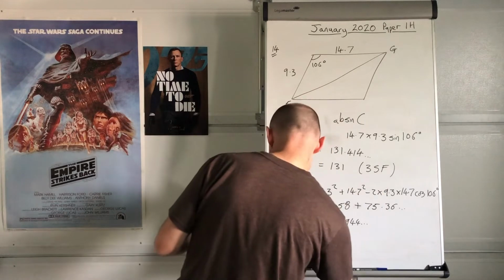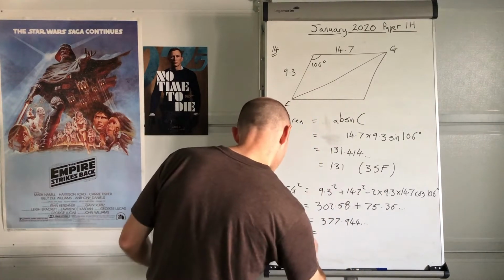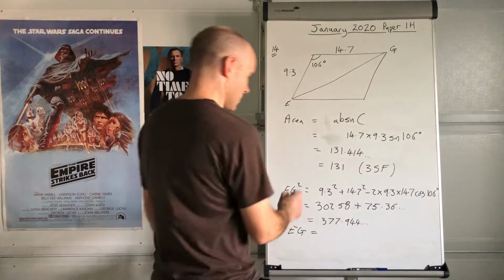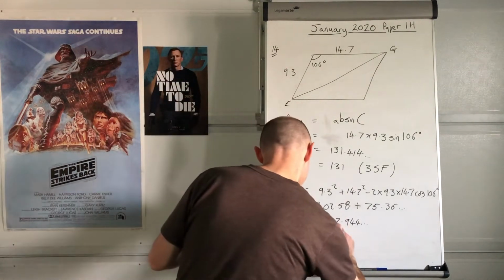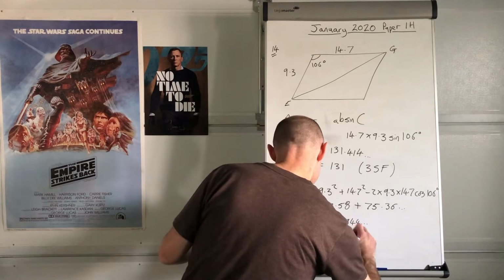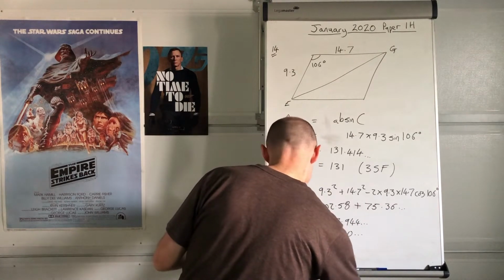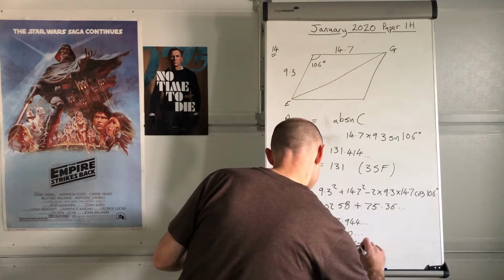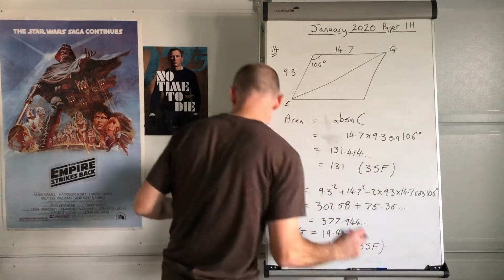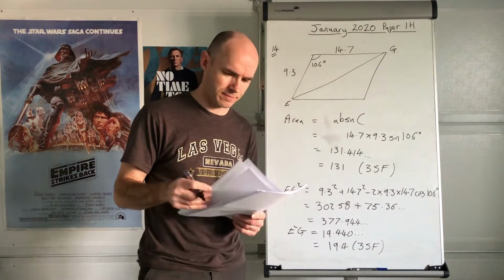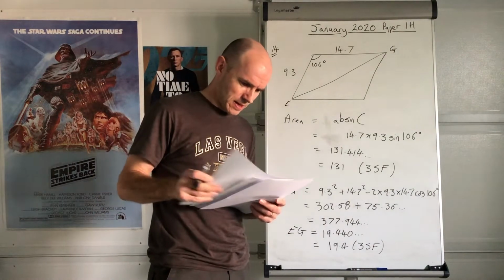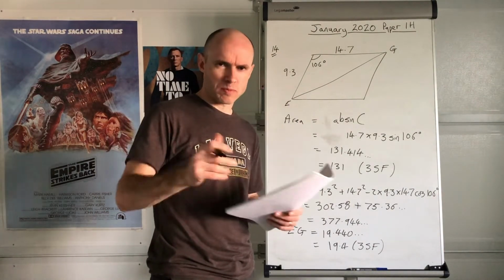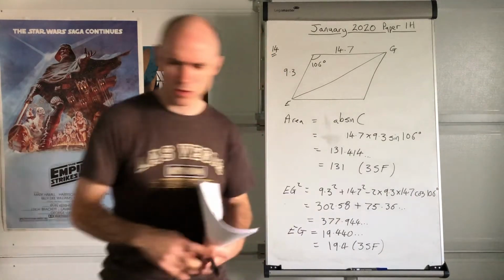377.944 dot dot dot, and then you have to square root, because that's squared, and you get 19.440 dot dot dot, which is 19.4 to 3 significant figures. Okay, done. How's that for you? Good, I hope. I'm going to pause it for the next one.